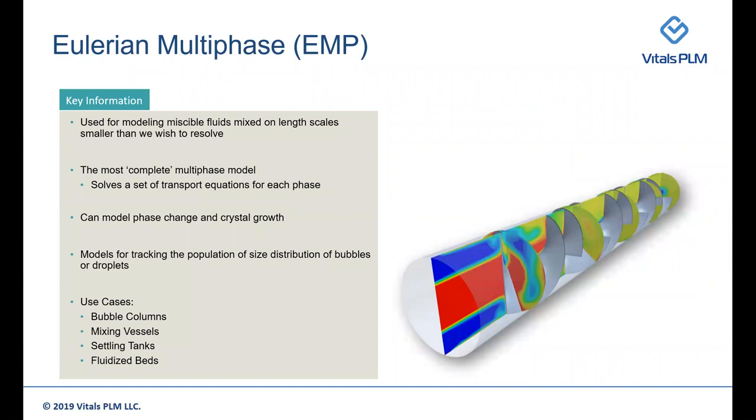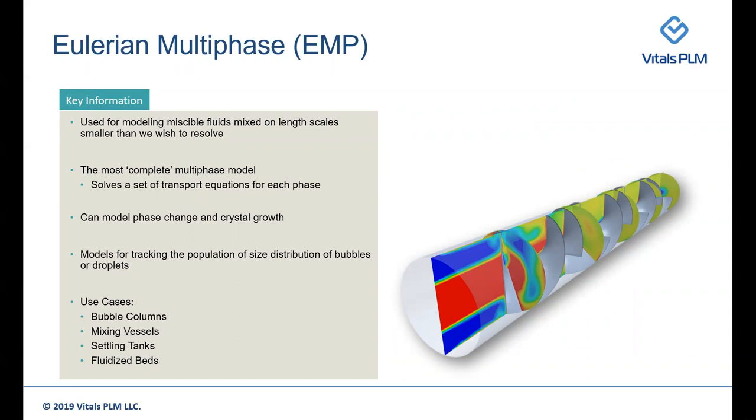Let's have a look at the details of each multiphase model. To start with, let's have a look at all-in multiphase. The all-in multiphase model is the most complete model out of all the all-in family of models. The reason why it's called complete is that it solves a set of transport equations for each phase. But at the same time, it is also the most computationally expensive model for a given mesh size. And it can model additional physics like phase change and crystal growth.